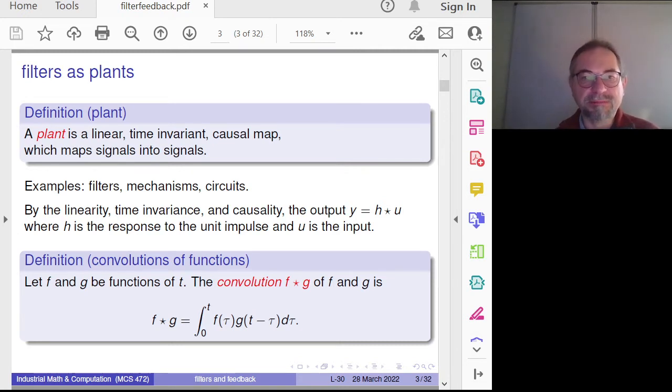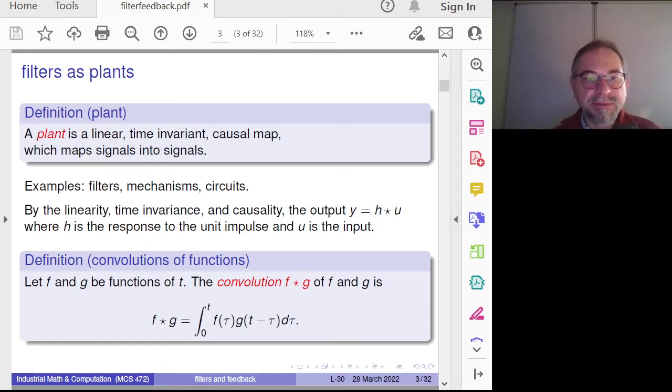So if we think about information processing, then we would speak about filters. If we think about a mechanical process, then we have a mechanism. And the third category of plants are the electric circuits.